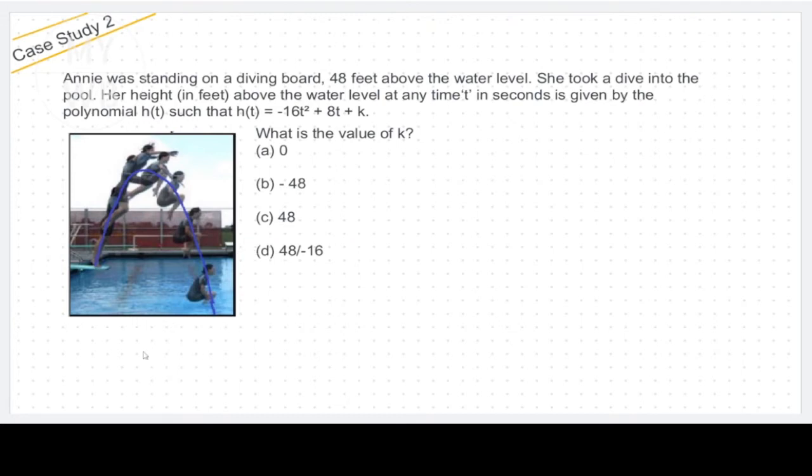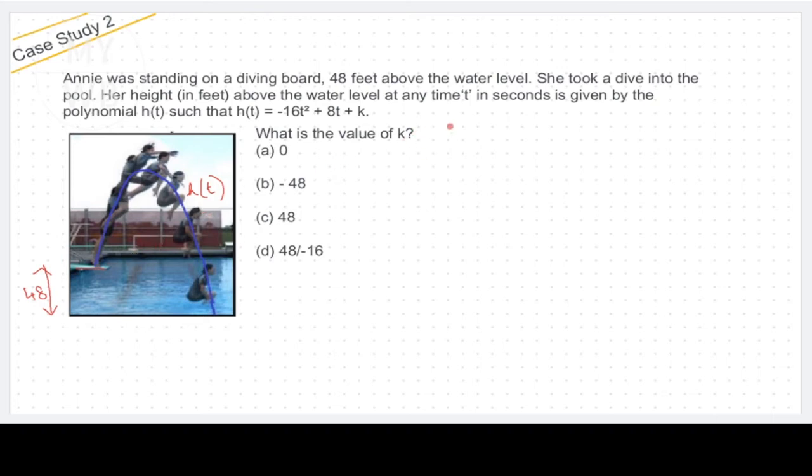Now let's first observe the image and understand the case. There is a swimming pool and the diving board is at a height of 48 feet above the water level. This height is 48. Annie dives into the pool from this diving board and the path traced by her is that of a parabola. The parabola is described by the polynomial h of t.